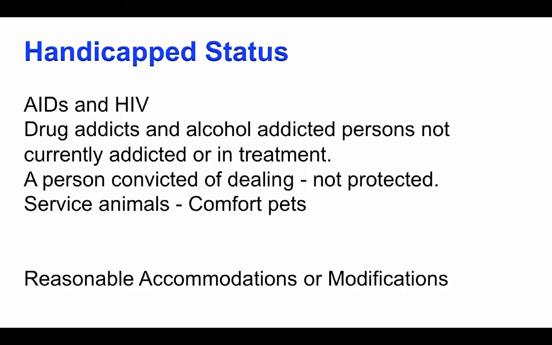All right, this is what's really interesting to me. It says drug addicts, alcohol addicted persons not currently addicted or in treatment are covered. A person convicted of dealing drugs is not protected. A person convicted of using drugs is protected. That's how I remember that. Okay. Don't forget, you also have service animals. They also have comfort pets.